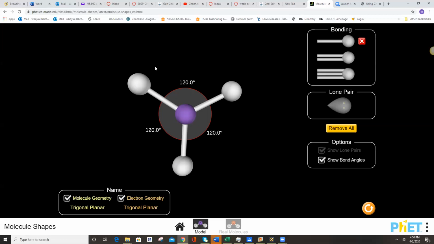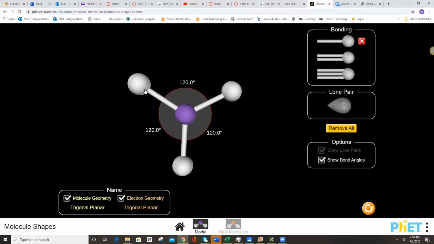You can also think about this using our tug-of-war analogy again. If I had 3 equal strength teams that are all equally separated from each other, well, if they're equally separated from each other and they're pulling at equal strengths, no one would win this. So in this specific case of BF3, this would be nonpolar.